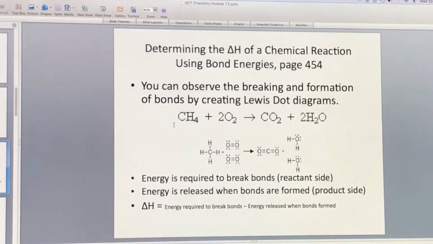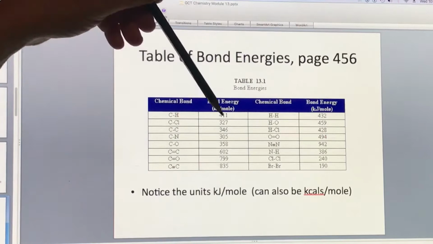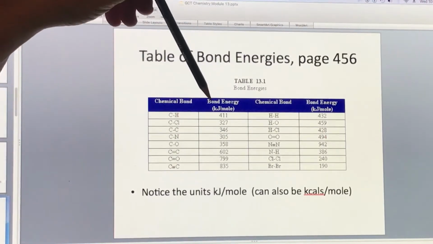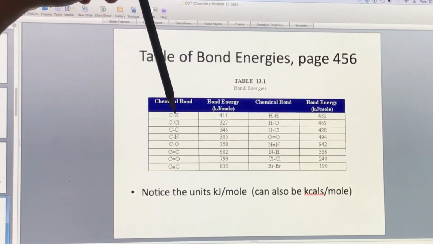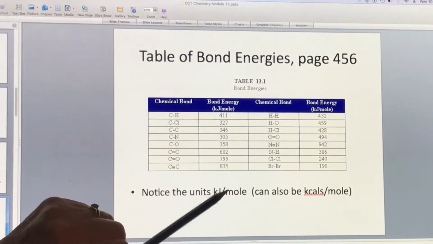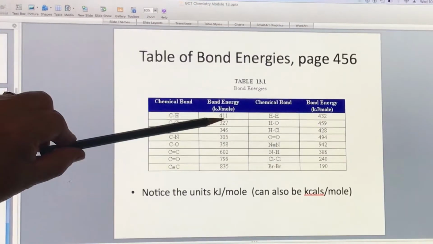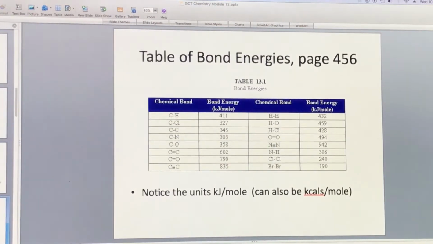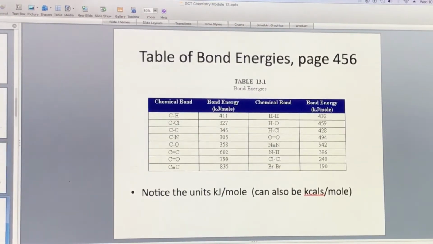will then provide us with the delta H for a reaction. On page 456 you have a nice table that includes the values of the bond energies between various chemicals. For example, this is the carbon-hydrogen bond, and it's been quantitated here. Our units are kilojoules per mole for this particular chart, but in other charts it could be offered in kilocalories per mole. And we're given this numerical value for that bond, which will help us in some future problems.